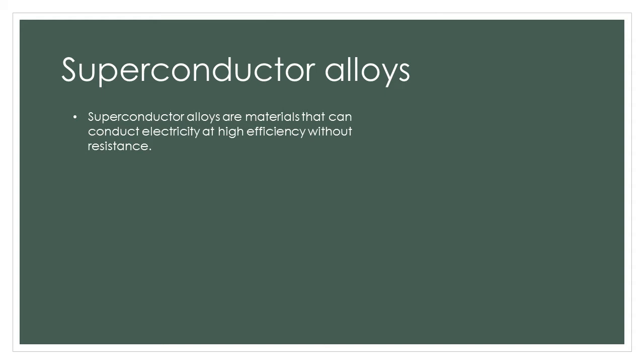So now we learn about superconductor alloys. What is a superconductor alloy? Superconductor alloys are metals that conduct electricity at high efficiency without any resistance. So a superconductor is able to conduct electricity without any resistance. You know, when you use a normal wire, the conduction of electricity has very high resistance. But with superconductor alloys, there is zero resistance.